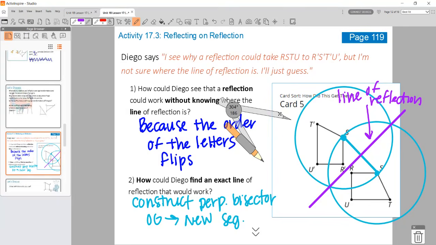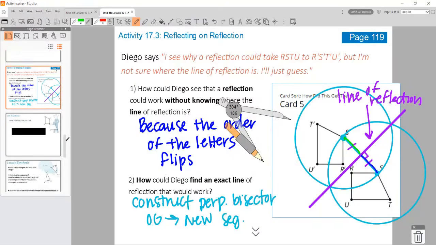Because we know that this cuts this in half, and it also is a 90-degree angle. So by definition, S is this far from the line of reflection, and S prime is the same distance, at a 90-degree angle, and we know those two distances are the same. So by definition, that is a reflection.